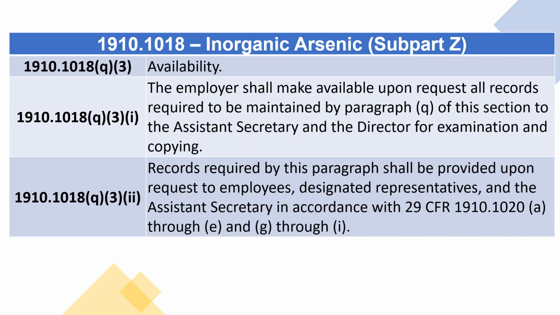1910.1018(q)(3) Availability. 1910.1018(q)(3)(i) The employer shall make available upon request all records required to be maintained by paragraph (q) of this section to the Assistant Secretary and the Director for examination and copying. 1910.1018(q)(3)(ii) Records required by this paragraph shall be provided upon request to employees, designated representatives, and the Assistant Secretary in accordance with 29 CFR 1910.1020(a) through (e) and (g) through (i).